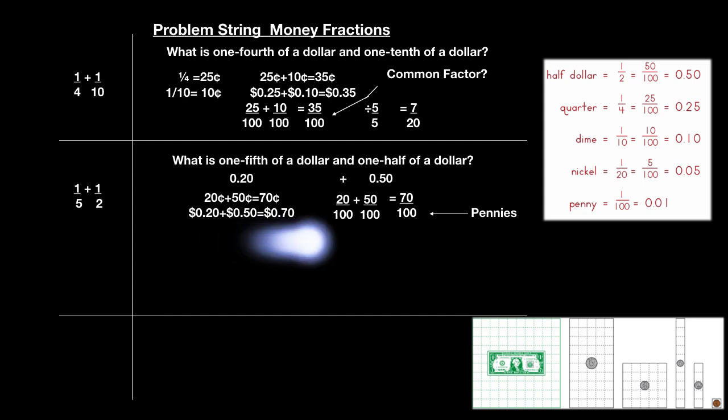Next, let's take a look at it in terms of dimes. So we know there's 10 dimes in a dollar. And so what is 2/10 plus 5/10? And we know the answer to be 7/10. And that's 7 dimes over 10 dimes in a dollar.